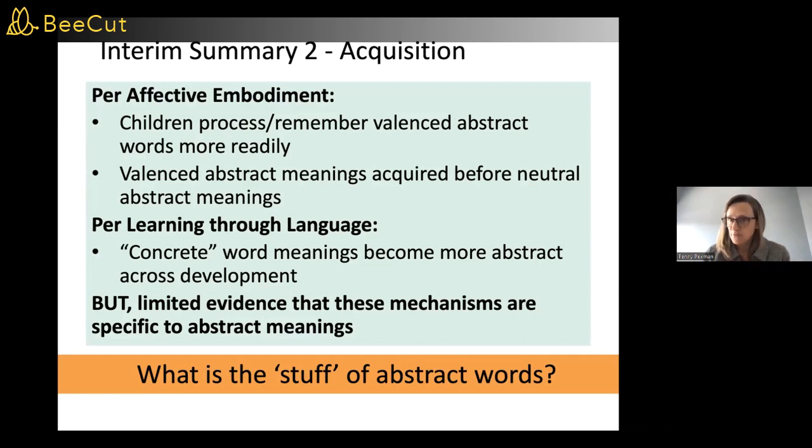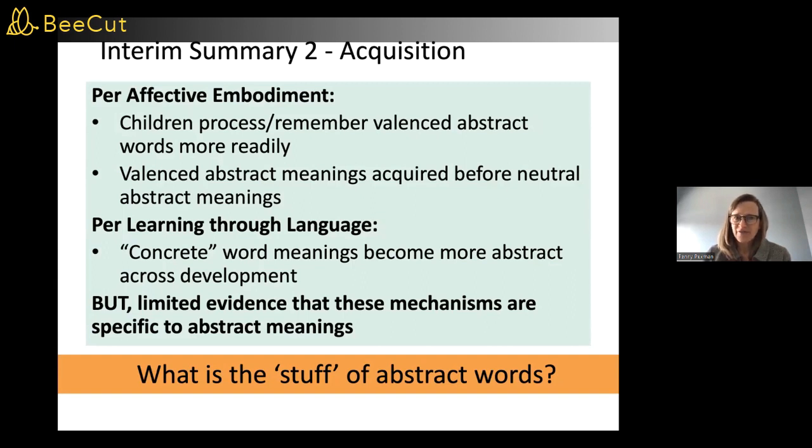And then consistent with those language mechanisms, as I've shown you in this most recent data set, we found that concrete word meanings do become more abstract across development. But I think I would have to offer the caveat that there's some evidence for these mechanisms in the data I've shown you, but this is limited evidence because the mechanisms aren't necessarily specific to abstract meaning, which is, I think, how they had been characterized or framed when they were initially proposed.